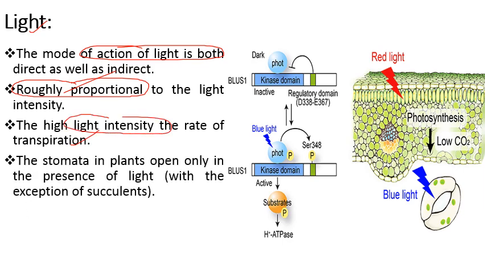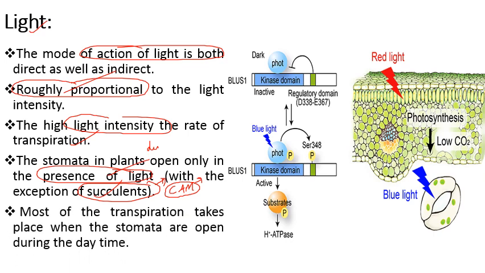The stomata in the plant open only in the presence of light, that is during daytime, with few exceptions, and that includes succulents, means mostly xerophytes. कुछ एक succulent xerophytes हैं जिनके stomata सिर्फ night में open होते हैं. Mostly the CAM plants show this mechanism, that is called crassulacean acid metabolism. तो इसमें जो stomata होते हैं they open during night time. Most of the transpiration takes place when the stomata are open during daytime, and these stomatal movements are influenced by the light, that is which type of light the plant is receiving.